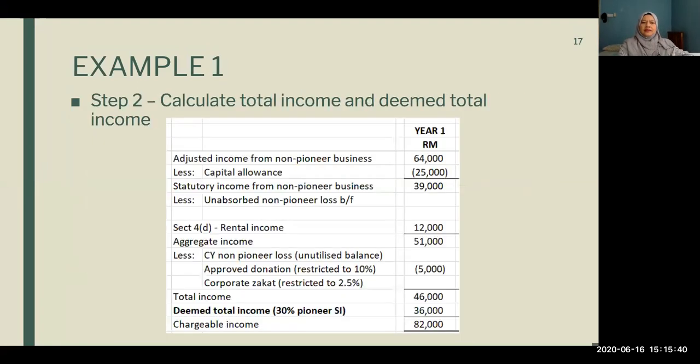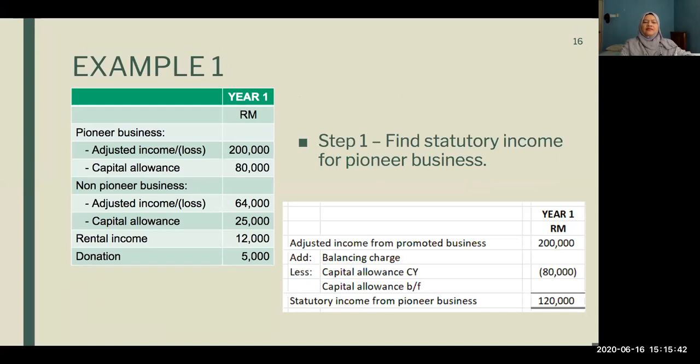Might as well I go through, yeah. Okay, let's see the example here. You have year 1 only. For the pioneer business, you have adjusted income and capital allowance of 80,000. Non-pioneer, you have adjusted loss. Then you also have capital allowance of 25,000.